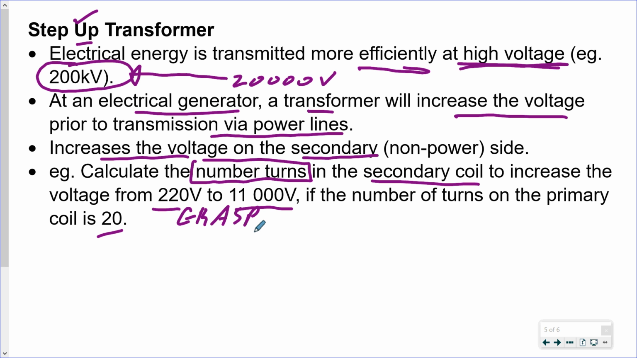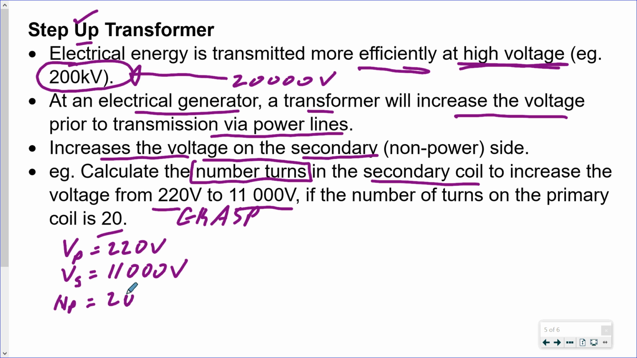So first of all, what is the given information? Well, we're given some numbers here, of course. We are given a voltage on the primary side that we're starting with, and it is 220 volts. We are given a voltage on the secondary side, what we were stepping it up to, and that is 11,000 volts, so considerably higher. We're given the number of turns on the primary side, which is 20. All of that is our given information. What are we asked for? Our required information? Well, that is going to be the number of turns on the secondary side. That's what we're trying to find out.